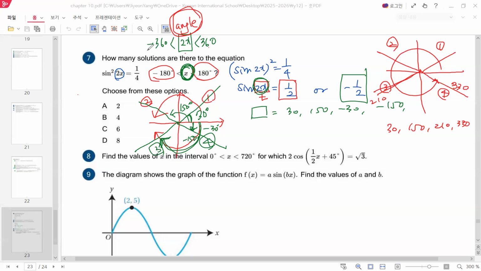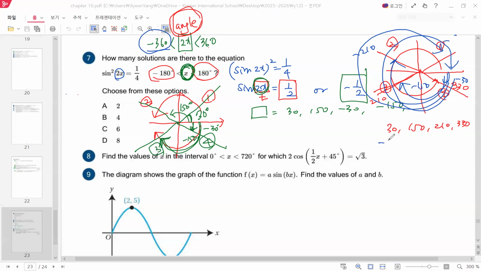And the negative direction, 1 turn as well. So negative 30, negative 150. Can you see that? Negative 210 and negative 330. Therefore, they are the answers for this chunk.